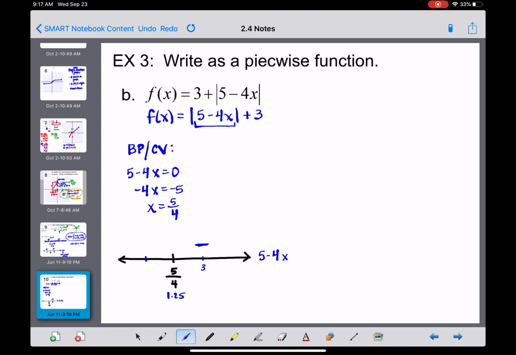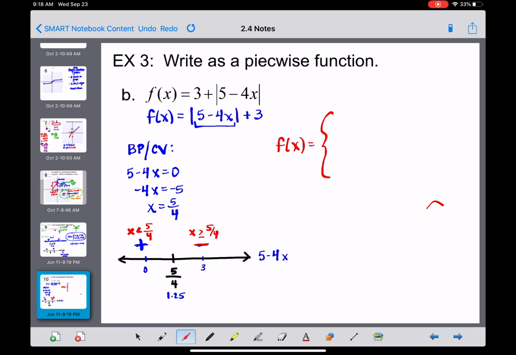Then I'm going to test something over here. Let's say I test 0. 5 minus 4 times 0 is 5. That's positive. Notice this is opposite of what we had before. What this is telling me is I write my piecewise function, f of x. We're going to have to show a little work down below. I'm going to take the negative, the opposite of what's in the absolute value, whenever x is greater than 5/4. Remember, this would be x is greater than 5/4 or greater than or equal to. You can always keep the equal to on one of them. This side would be whenever x is less than 5/4.